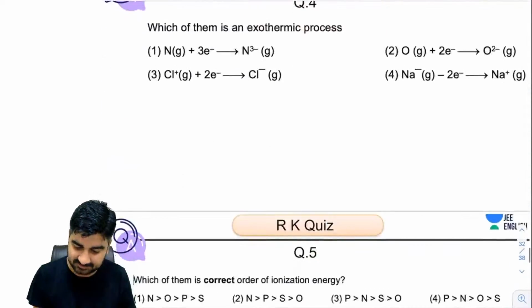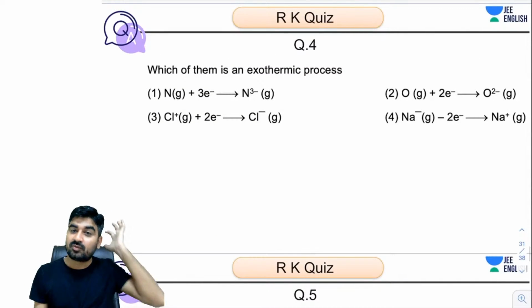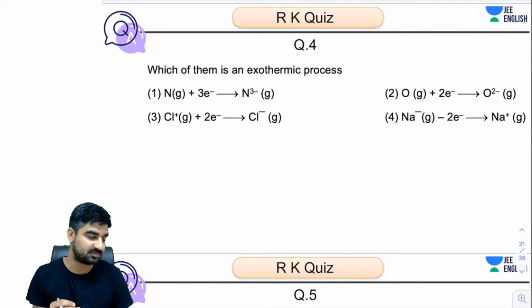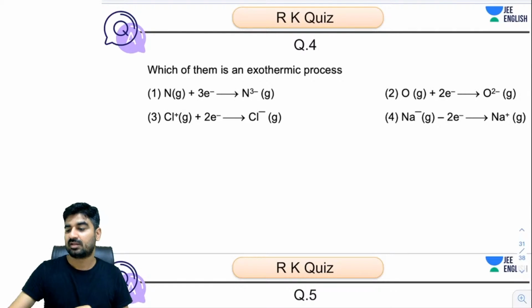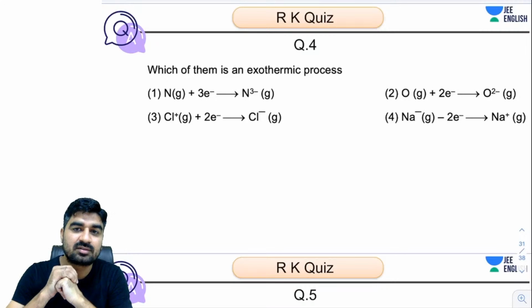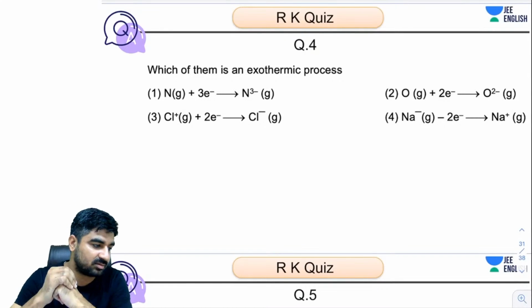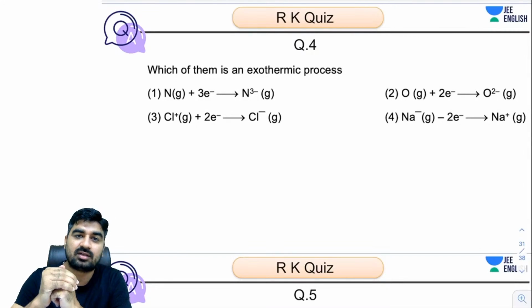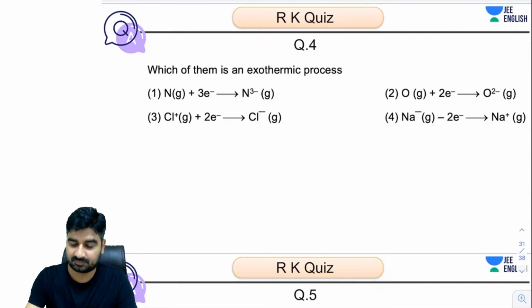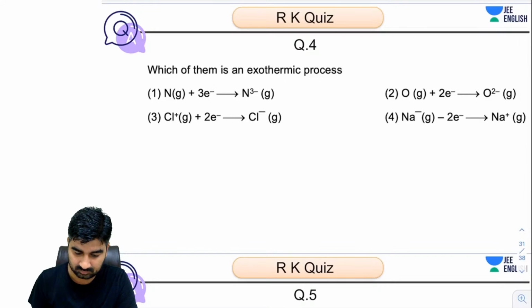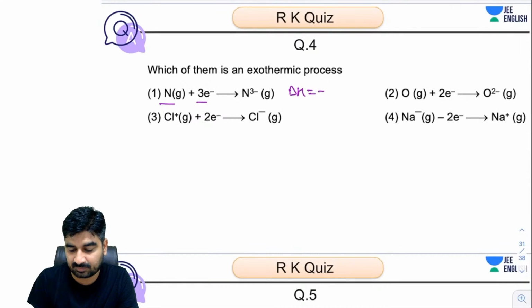So next, which of them is exothermic? Easy question. I told you whenever attraction takes place, process will be exothermic, and you just have to find the attraction. Nitrogen, no. Here you know it is a case of exception, delta H will be positive.